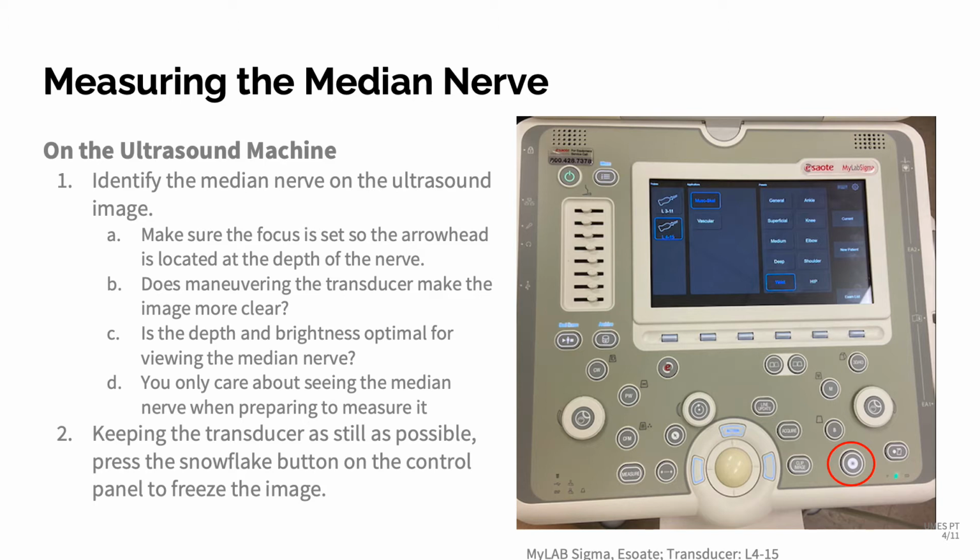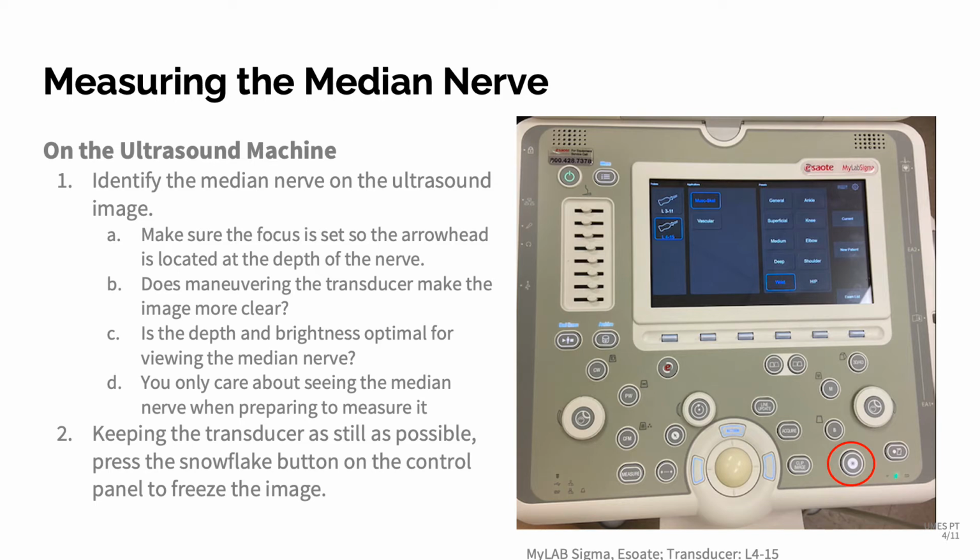Does maneuvering the transducer make the image more clear? So kind of play around with that. Make sure you're getting the best image possible. Is the depth and brightness optimal for viewing the median nerve? And again, you only care about seeing the median nerve when preparing to measure it. So don't worry about any of the other structures because that is your target structure. So you want to make sure that everything is set to optimally view the median nerve.